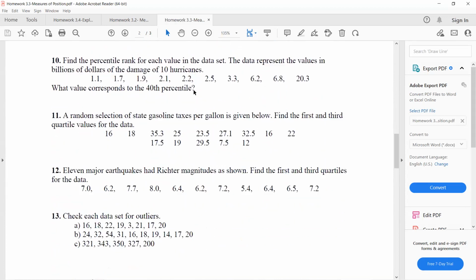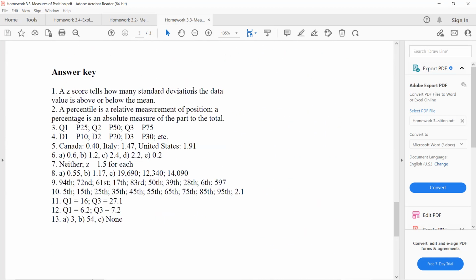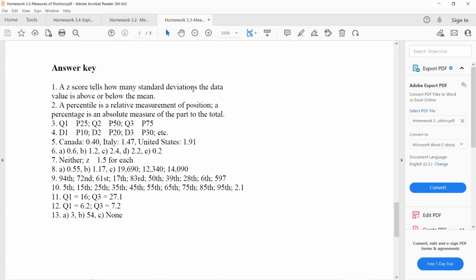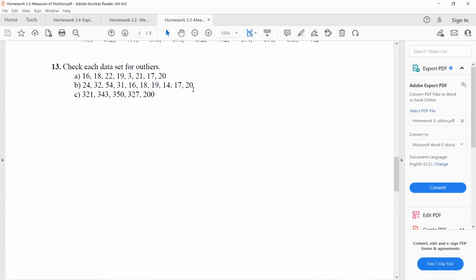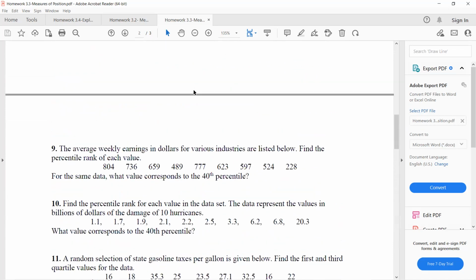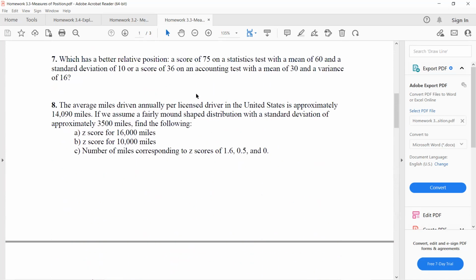Now, I want to check something here. Number 8, I should say. The second z-score, I don't know if you have this on your homework or not. This second z-score should be negative 0.5. Okay, it's not written in here, but it should be a negative 0.5. A z-score of 1.6, a z-score of negative 0.5, and a z-score of 0.